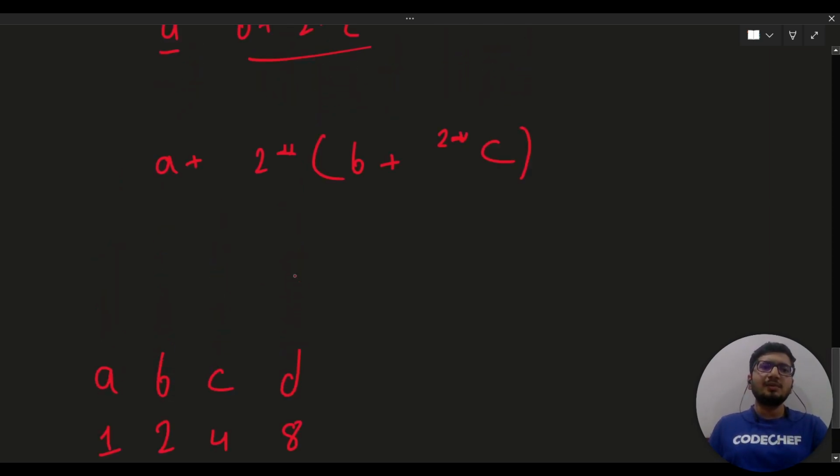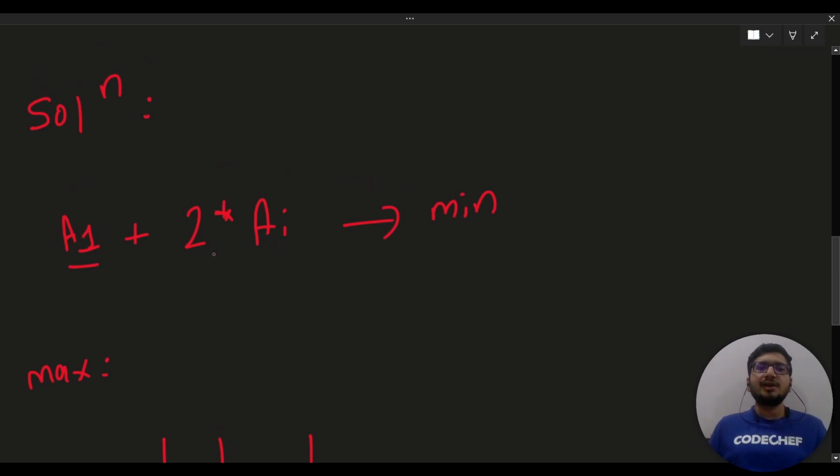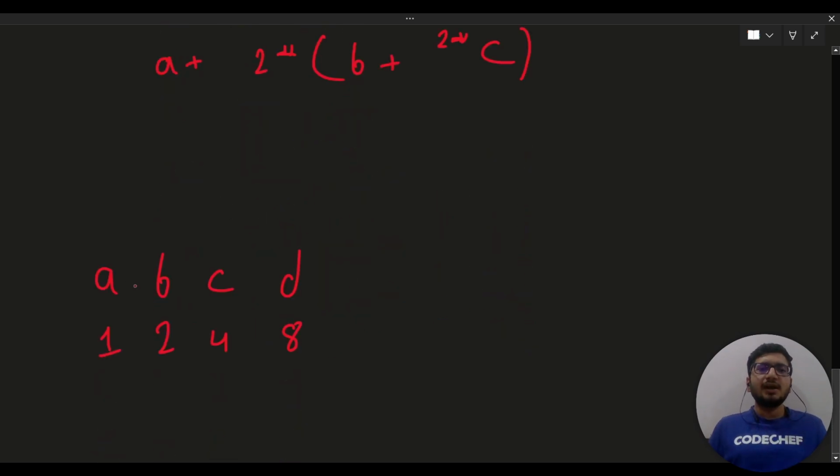So to find the minimum, our answer is very easy. We take the first element and then the rest of the elements we take twice. This gives us the minimum. To get the maximum, we take each element and, depending on its position, we multiply the power of 2, and this will give us the maximum. At the end, we print both of them and we get our solution.